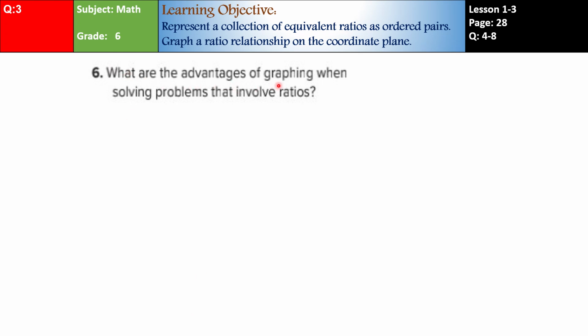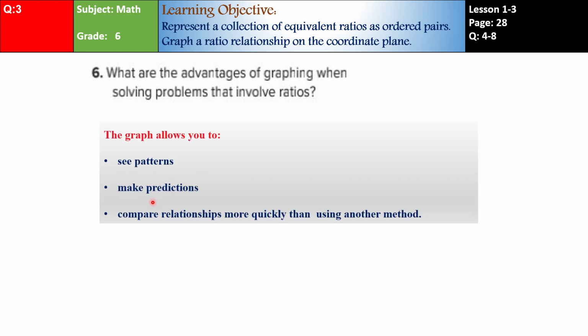What are the advantages of graphing when solving problems that involve ratios? What can we see from the graph? If you graph, you can see the numbers directly. You can see patterns, make predictions, and compare relationships more quickly than using any other method. These are some examples of the advantages.